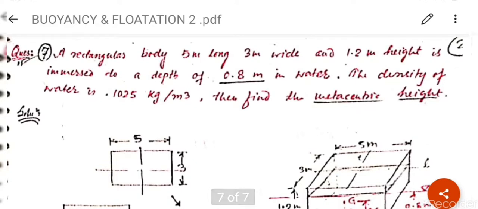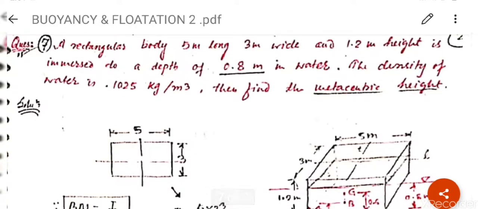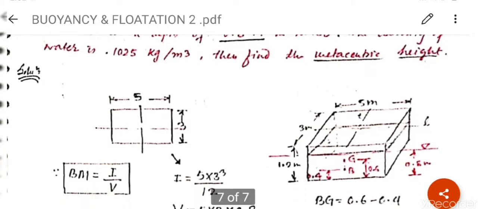Now next question. In this question we will see how we have to find the metacenter or metacentric height. See the diagram. First, a rectangular body 5 meter long, 3 meter wide and 1.2 meter height is immersed to a depth of 0.8 meter in water. Clear? The density of water is 1025 kg per meter cube. Then find the metacentric height. Clear? Now see the diagram.